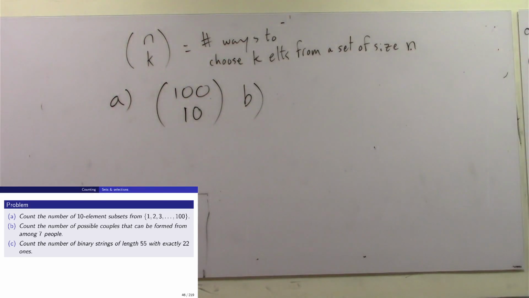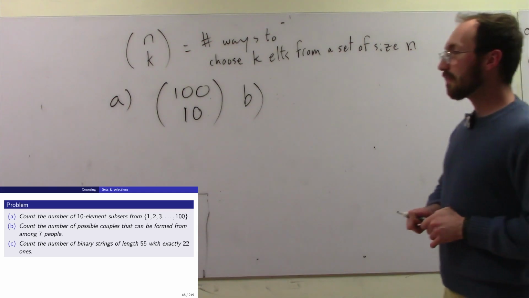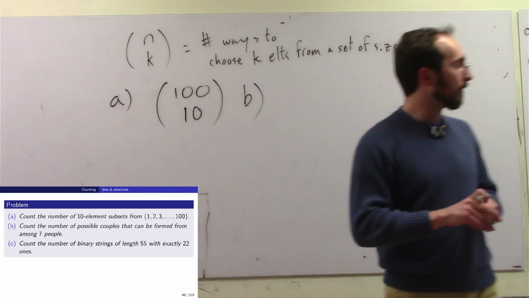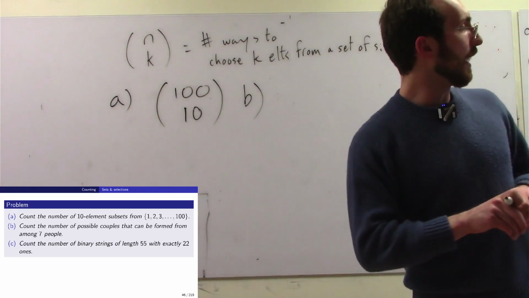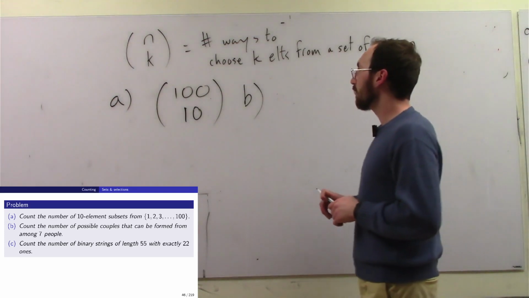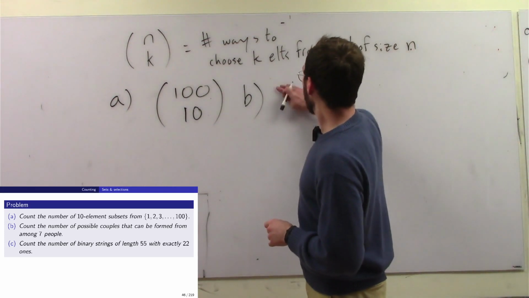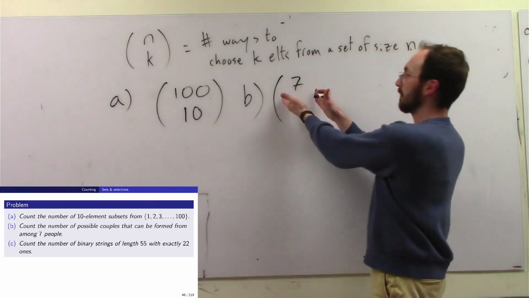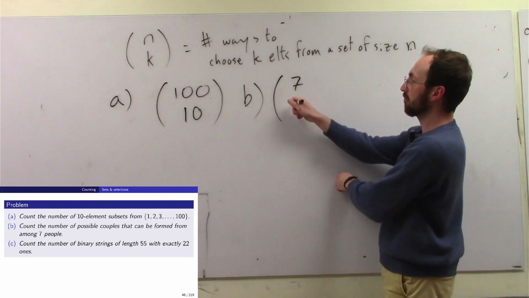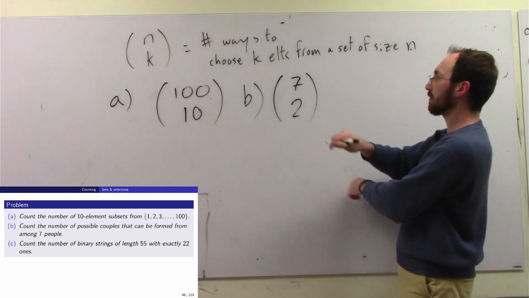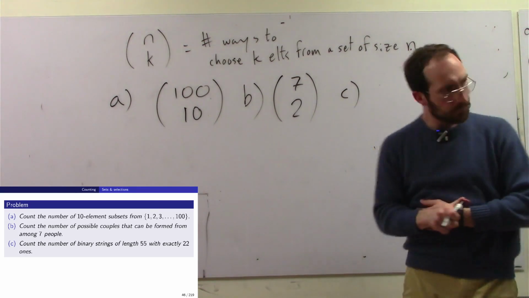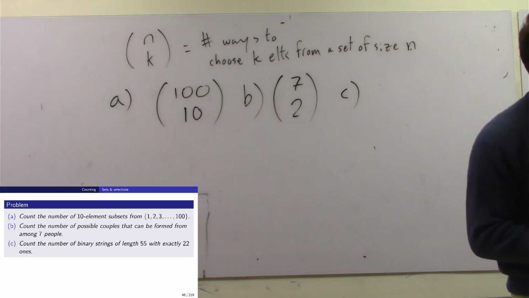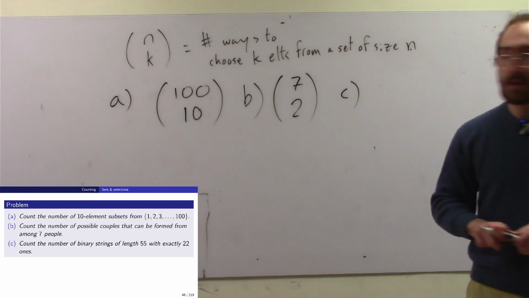We also might ask, count the number of possible couples that can be formed from among 7 people. This right here is what Corey was talking about at the very end with the birthday paradox, that we want to count how many possible couples can be formed. And you use this binomial coefficient, because you have 7 people and we're just going to pick 2 of them. 7 choose 2. And last, just counting the number of binary strings of length 55 with exactly 22 ones.